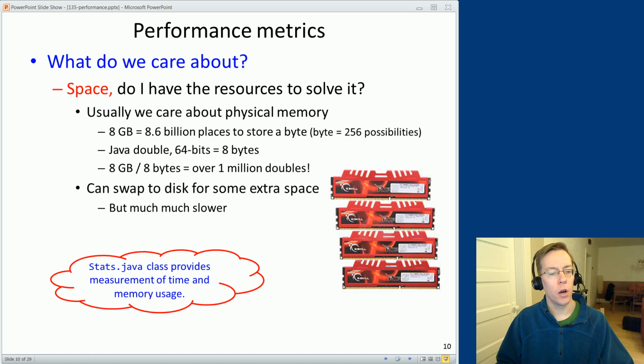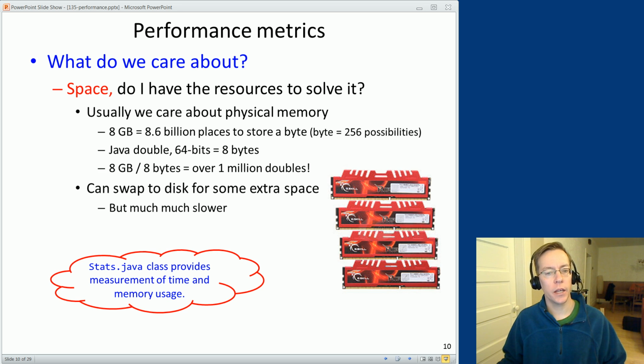We may also care about space. And by space I mean not how much space your computer takes up, but how much physical memory the program and the algorithm take up. You don't have an infinite amount of memory. You may have quite a bit.